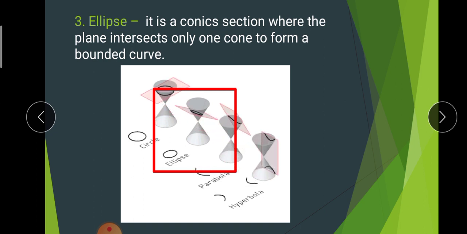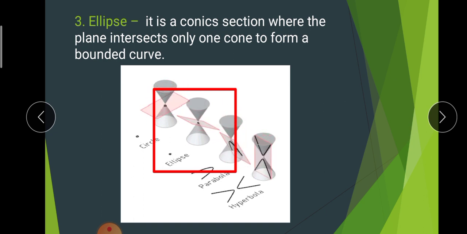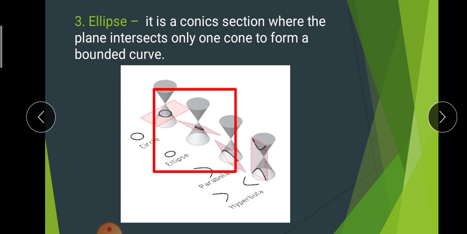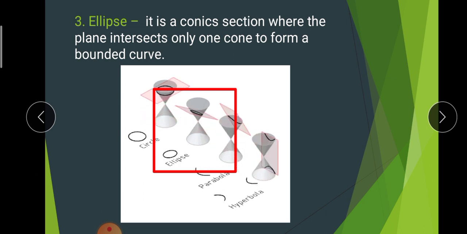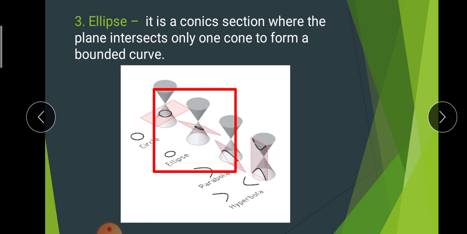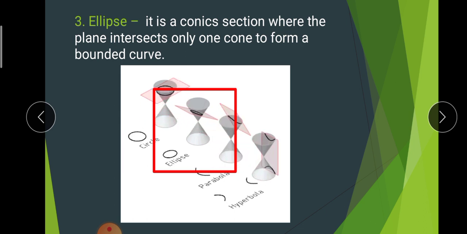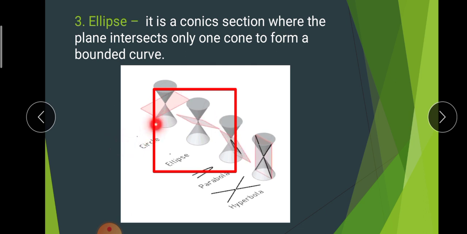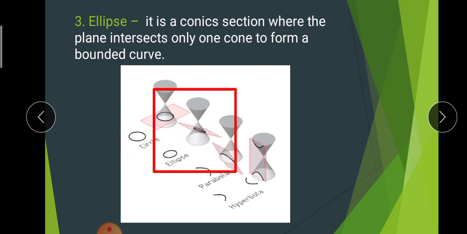Number 3, ellipse. It is a conic section where the plane intersects only one cone to form a bounded curve. Ang ellipse ay bounded curve tulad ng circle. Ibig sabihin, closed curve sila.